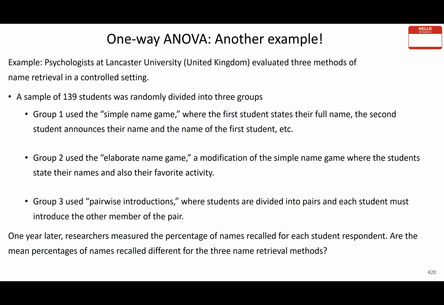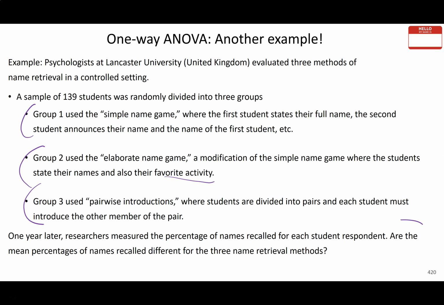And each group had a different game that they played to help each other learn each other's names. So group 1 used the simple name game where they just have everyone go around the room and say their name. And so person 1 says their name, person 2 says their name, so on. Group 2 is the elaborate name game. So now when everybody goes around the room, they say their name and they also say their favorite activity. And then group 3, pairwise. So everybody is put into groups of 2 and they have to introduce their neighbor or their partner.